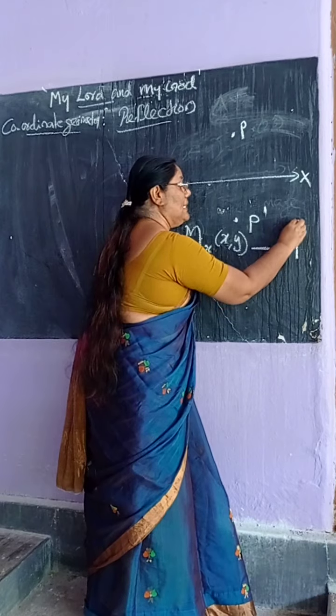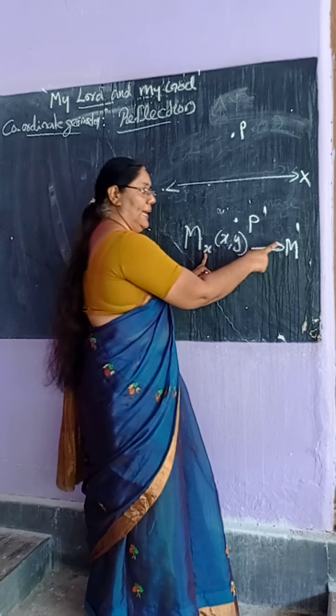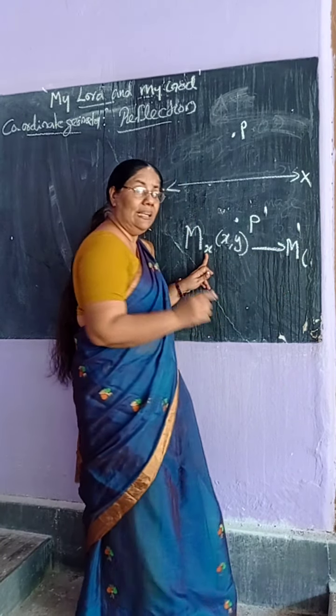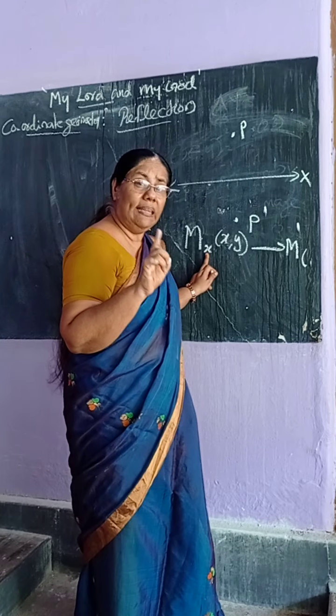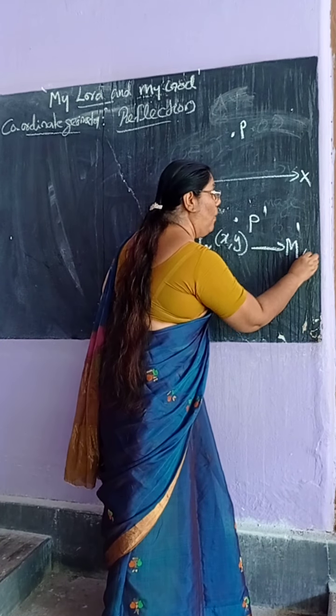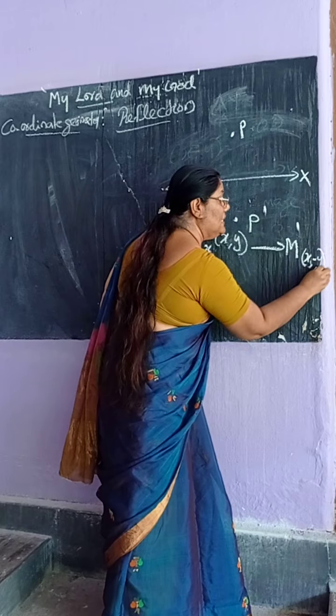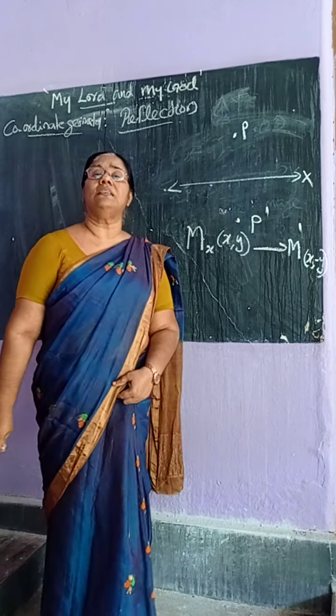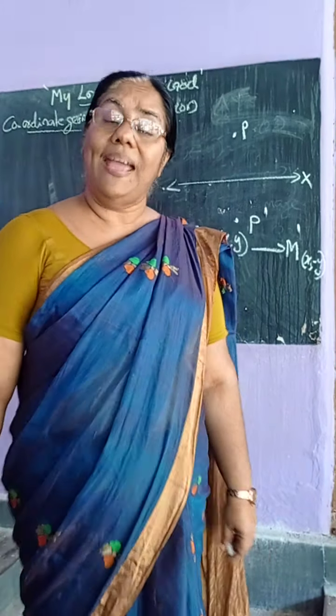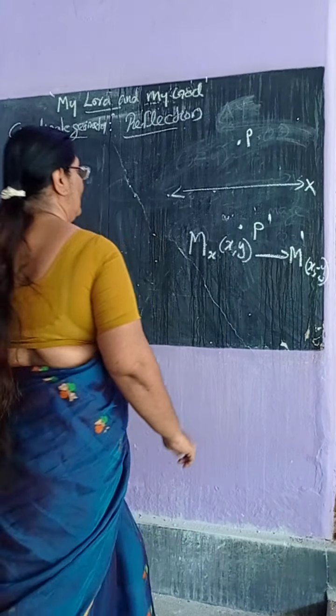M dash is the notation. If it is M, then M dash, what's the answer? When we reflect a point in the x-axis, the y coordinate changes its sign. Therefore, the answer is M dash (x, -y). Understand? Then write one question.